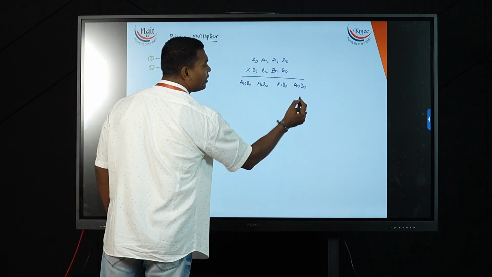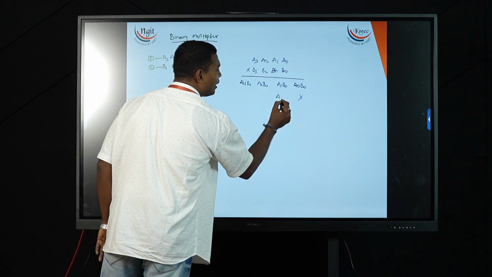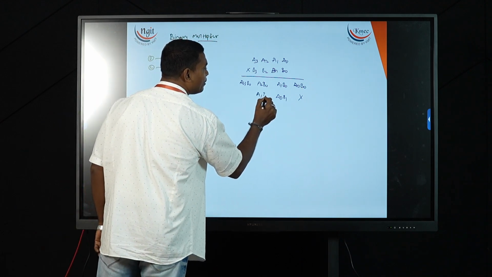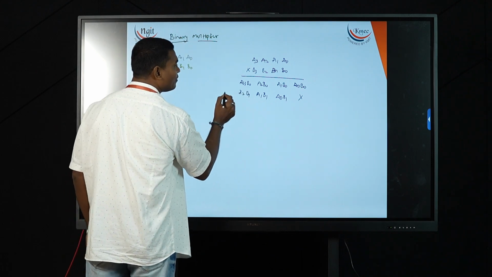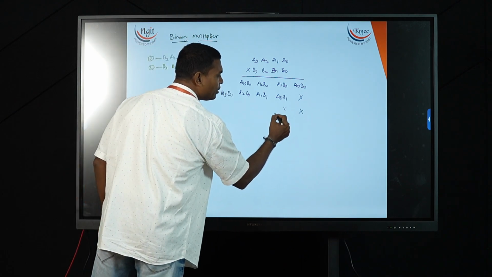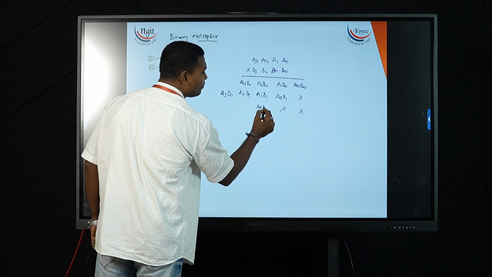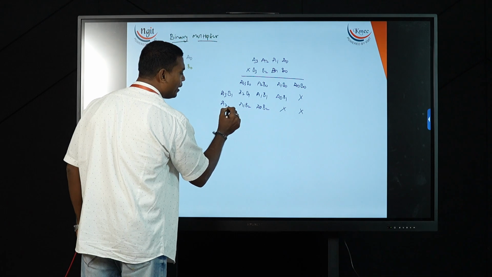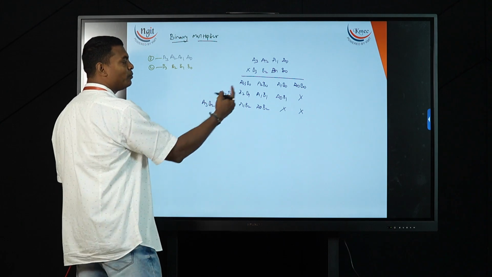Done. After B0, I shift one bit towards the left side, that is A0 B1, A1 B1, A2 B1, A3 B1. Next I shift twice towards the left side, so the terms will be A0 B2, A1 B2, A2 B2, A3 B2.